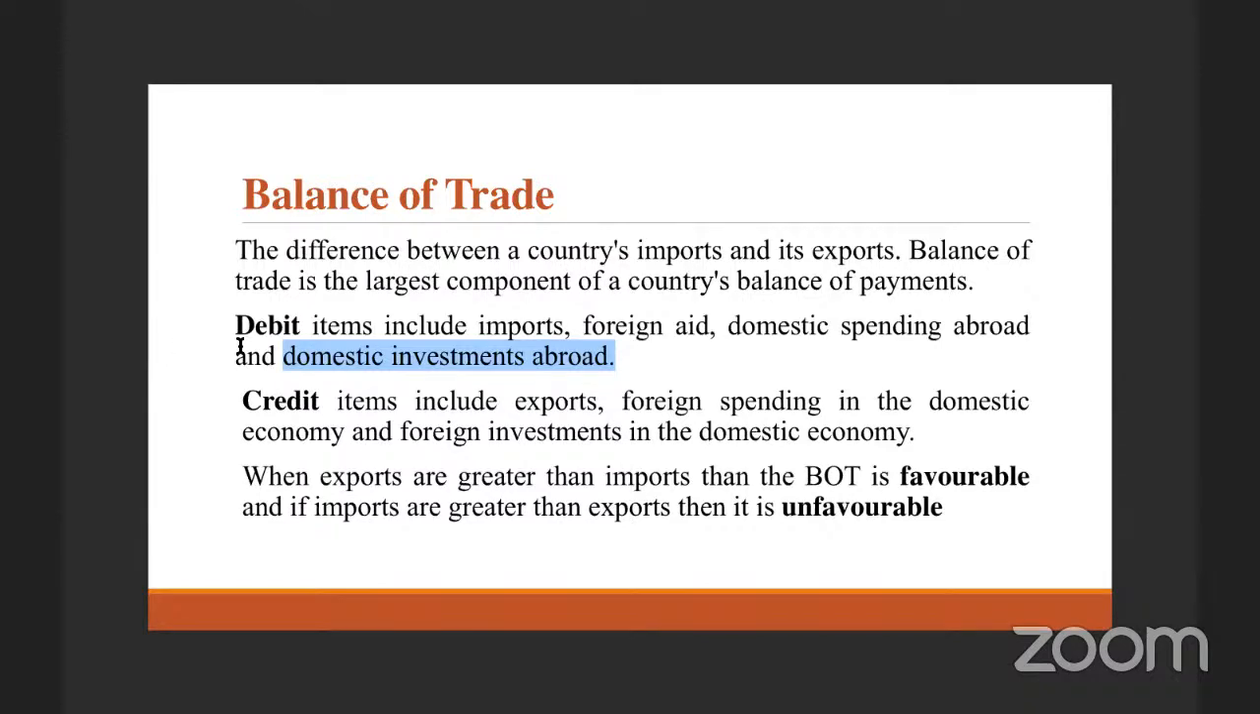Fine. Debit all these imports and your spending abroad or investment abroad. Credit includes all exports, and foreign spending in the domestic economy. Foreigners come and spend here. They will come and spend time generally till Dubai and Singapore were developed. Before that, people used to come to India, right?